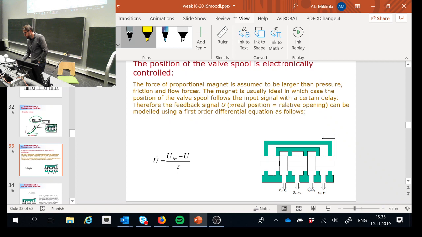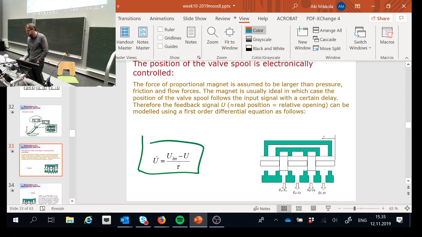Well, we can model the spool position such that we have a first order differential equation, which is actually a delay equation, nothing else than a delay equation that follows the control signal with a certain delay. Because in reality, there's a delay. It's not possible that if you have a step that moves from here to here in no time, the position of the spool can follow that, but it follows with a certain delay. And that delay is explained by this first order differential equation.